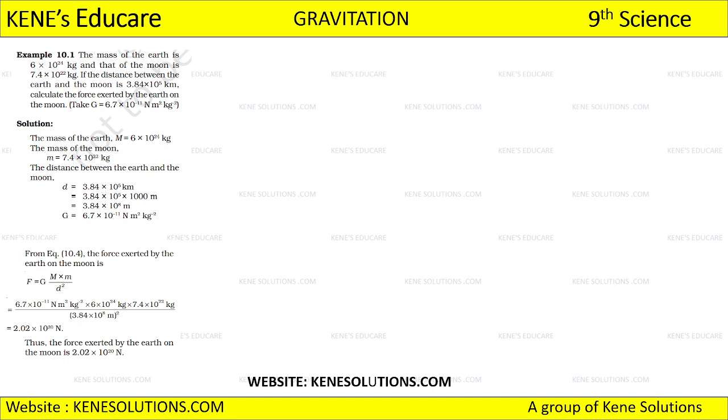Now from equation 10.4, the force exerted by earth on moon. Let us know about the formula that we need to use. Because we have studied only one formula till now, we are very well aware of what formula we need to use, right? So the formula is force is equal to G, that is the gravitational constant, times capital M, that is the mass of the earth, times small m, that is the mass of the moon, divided by d square, where d is the distance between the earth and the moon. Then we have to put in the values and calculate it.